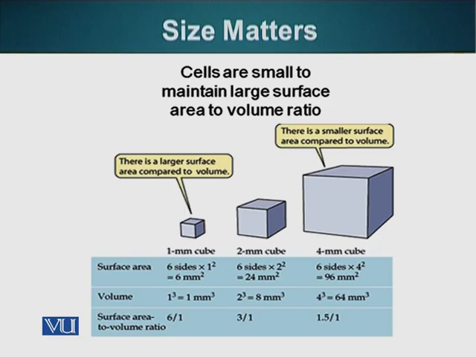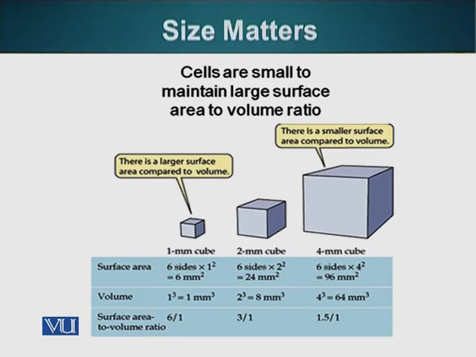Now let's look at a slightly bigger cube. The cube is 2 millimeters each side. Now if we calculate the surface area, it becomes 24 square millimeters. We use the same formula we used previously to calculate the volume. Now the volume will be 2 cubed, which is 8. So the surface area to volume ratio is 24:8, and if we simplify it, it is 3:1.